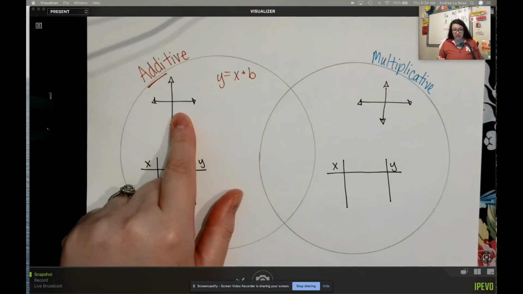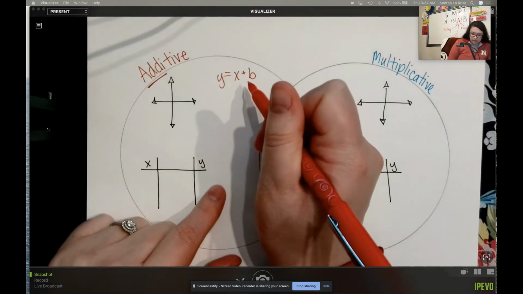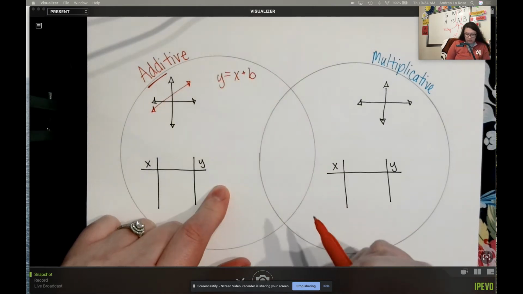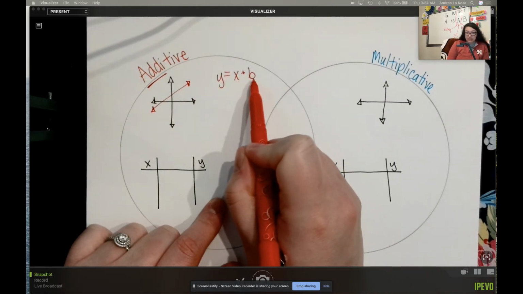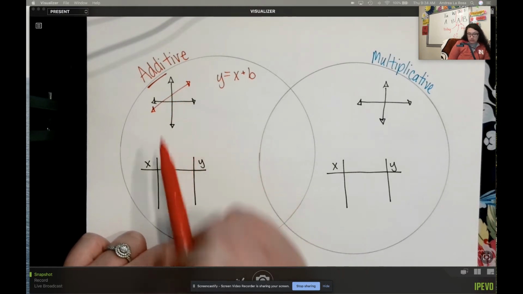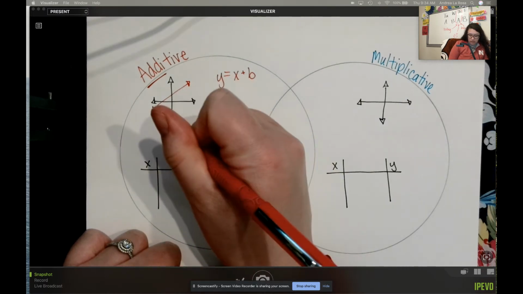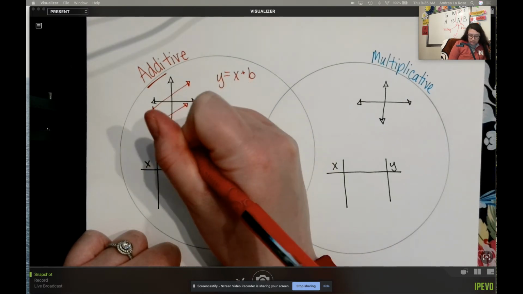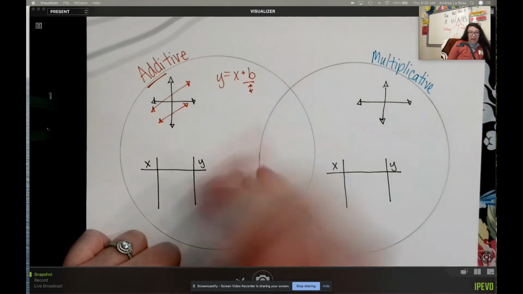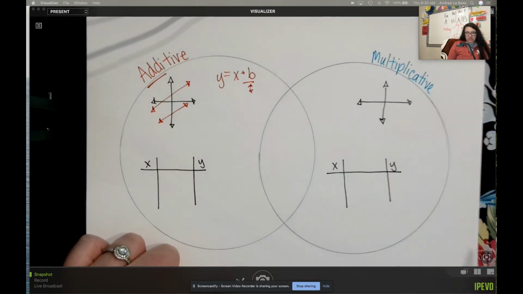On a graph, what that's going to look like is it could be a straight line like that. Adding the b makes it leave the origin and go up some. It could also make me go down some. I could have a graph that looks like this too. That plus b is going to make it go up or down, however many spots b is.